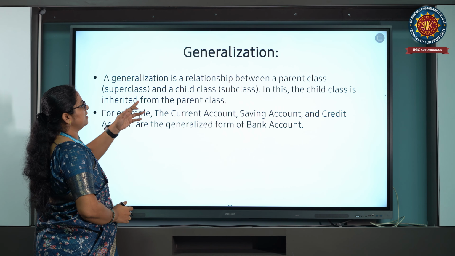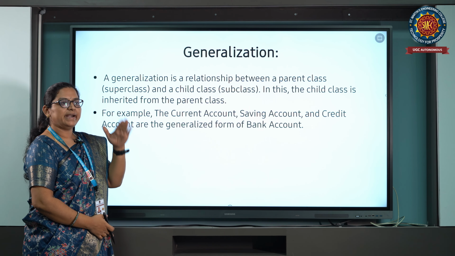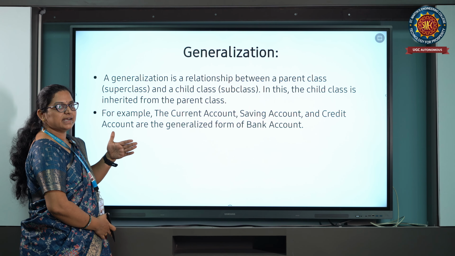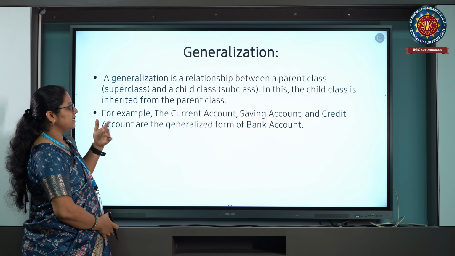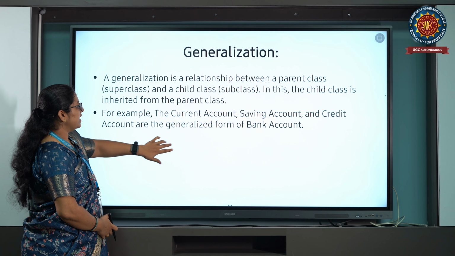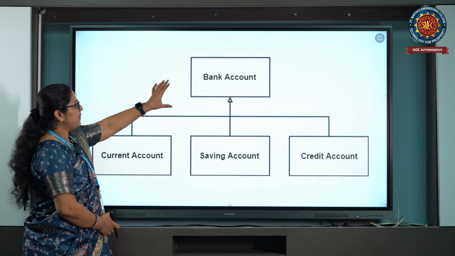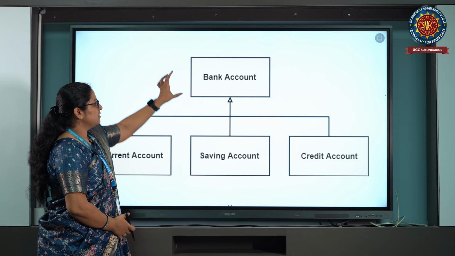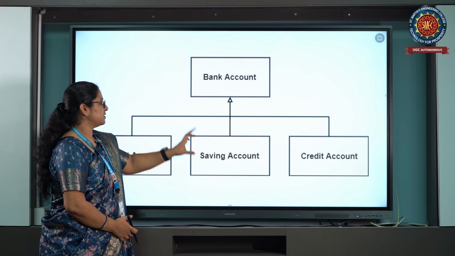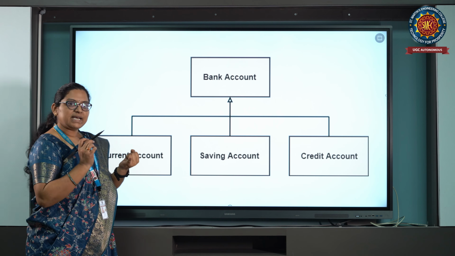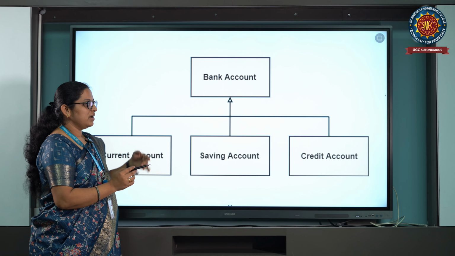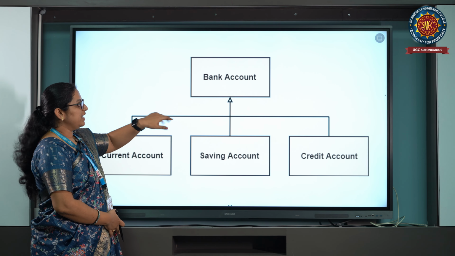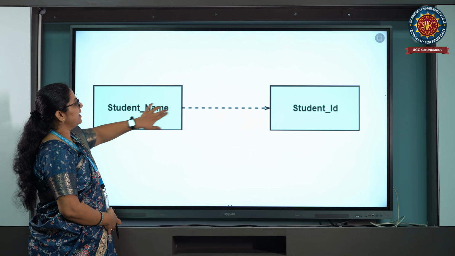Next one is generalization. Generalization is the relationship between parent and child class. The parent class is the super class and the child class is the subclass. The child class inherits from the parent class. For example, bank account. In bank account, this is the parent class. These are the child classes, super class and subclasses. Under bank account, we have current account, saving account and credit account. This is the generalization.